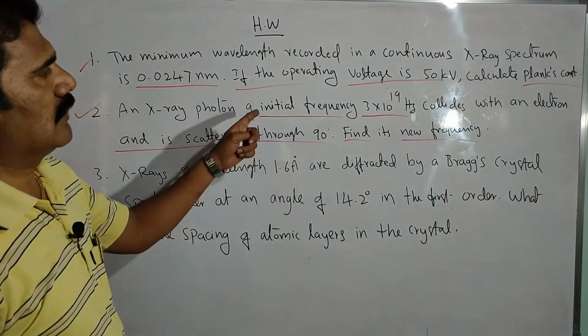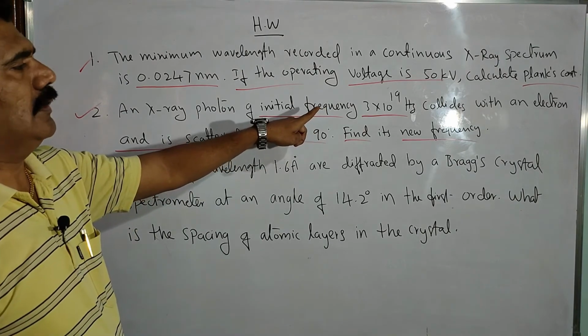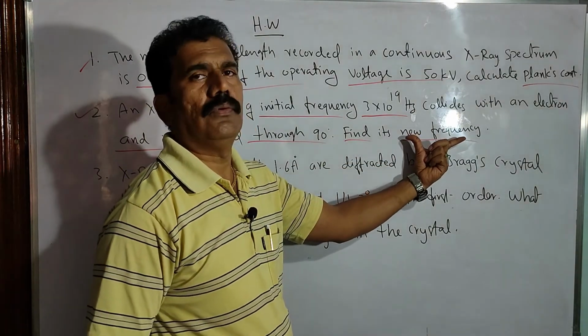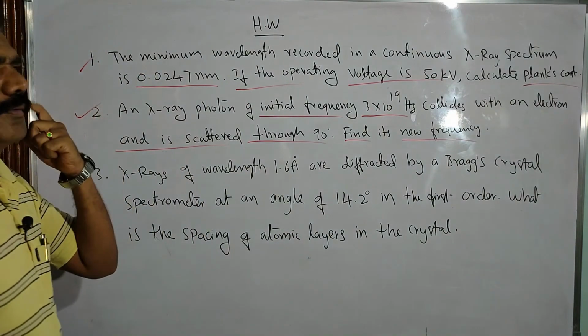It is simple. Instead of wavelength they have given frequency, so you have to convert it to wavelength and then calculate. Finally you can write down the new frequency. If you know the new wavelength, you can calculate the new frequency also, according to Compton scattering.